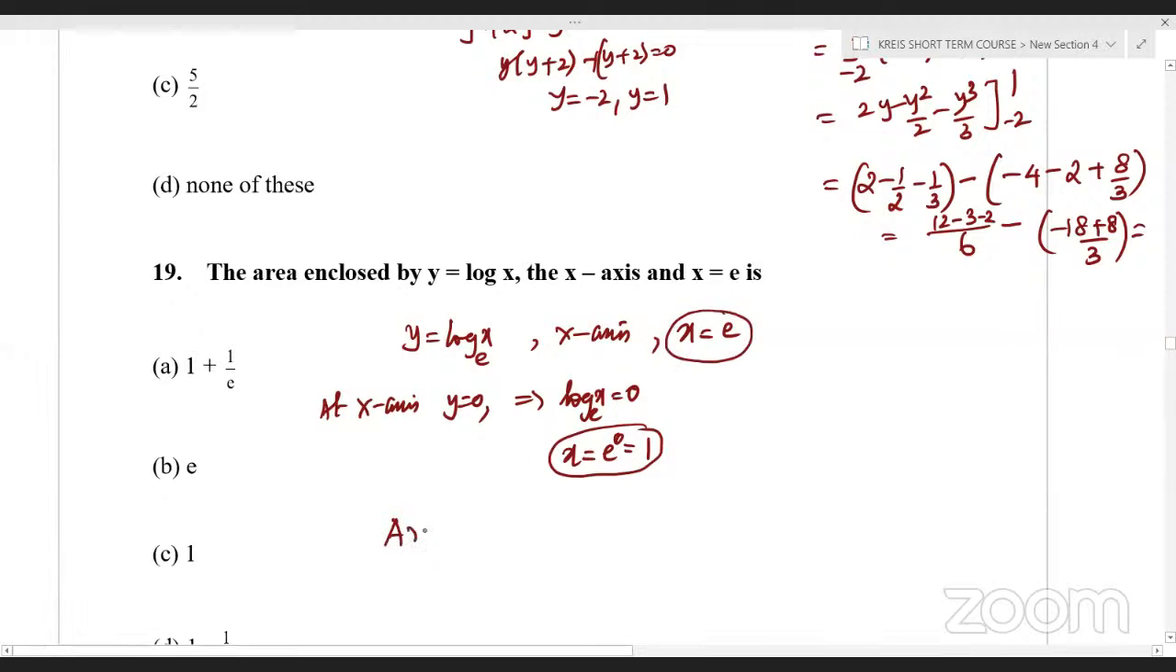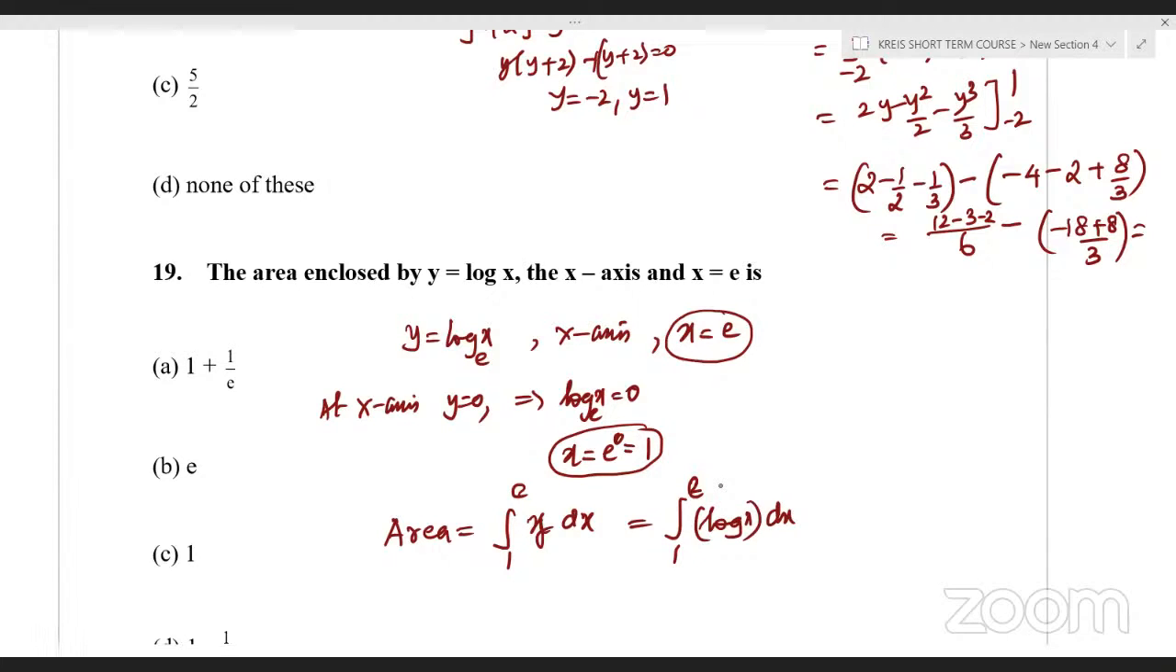Now required area is going to be integral from 1 to e, right? x dy, right? Or y dx you can. It is integral from 1 to e. y is nothing but the log x integrated with respect to x you get. So log x, it is integrated with respect to x. ನಿಮಗೆಲ್ಲ log x ಅನ್ನ integrate ಮಾಡೋದು ಹೇಗೆ ಅಂತ ಗೊತ್ತಿದೆ. You can integrate that log x by using integration by parts. This can be written as integral from 1 to e, 1 into log x integrated with respect to x.